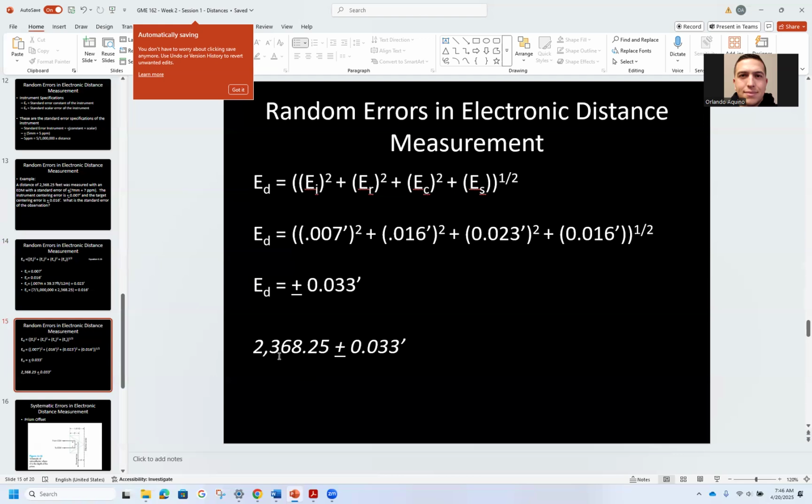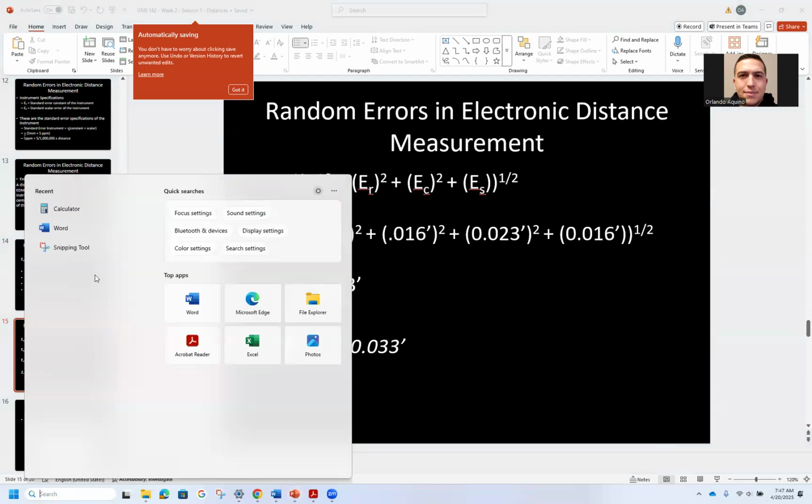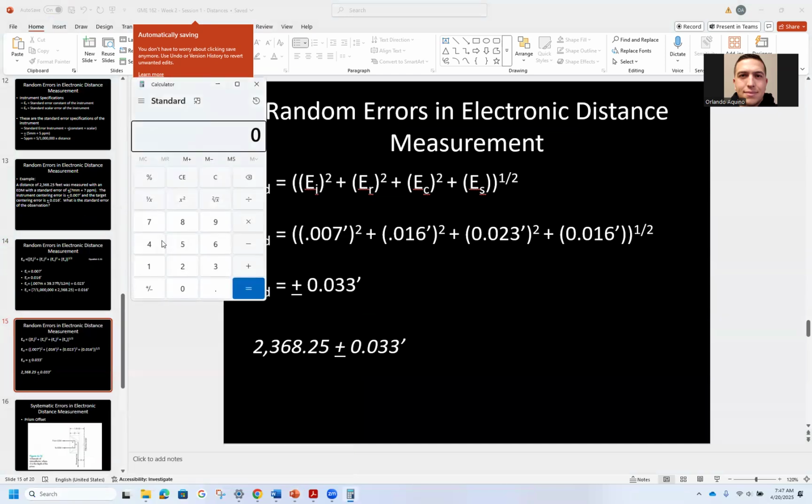And then 33 thousandths of a foot over 23,068.25. Well, if you would take it on a calculator and you go the same thing, you go 0.033 divided by that distance, let's just go divide here.